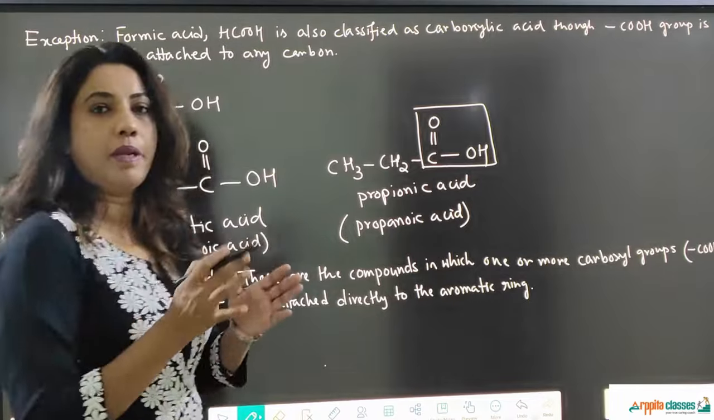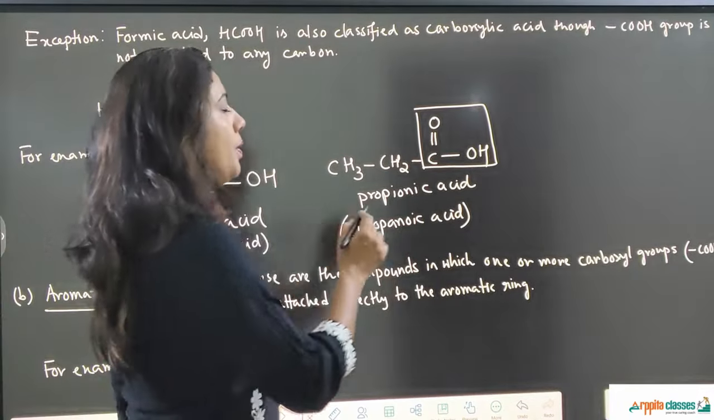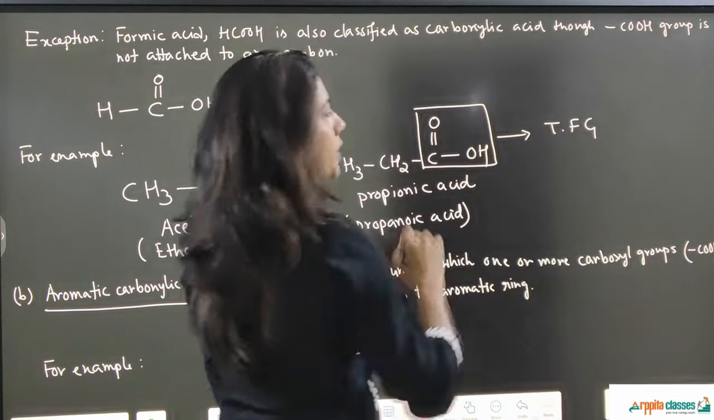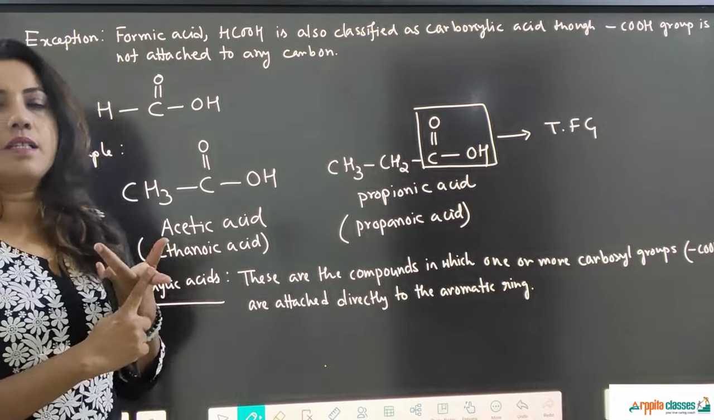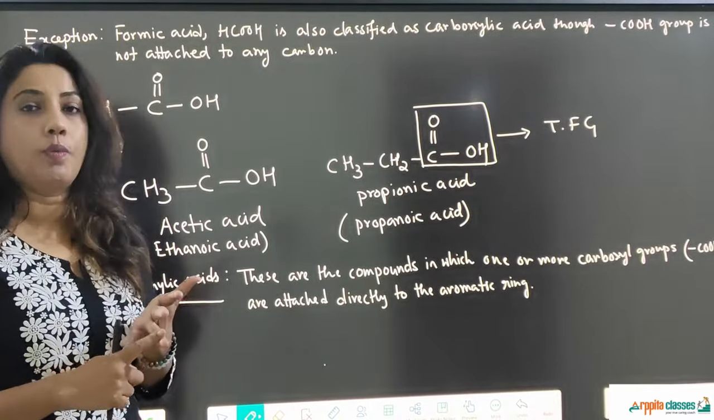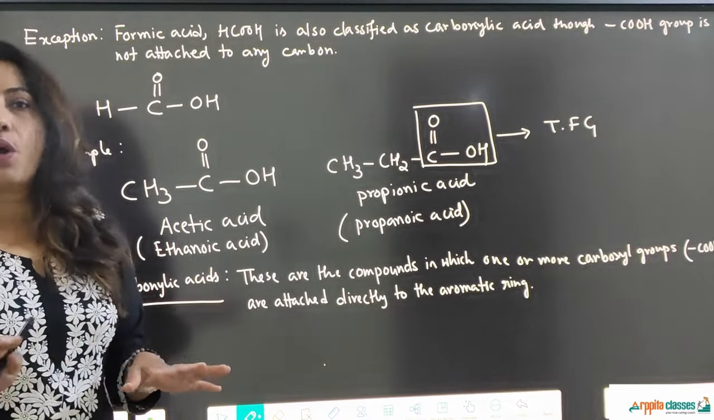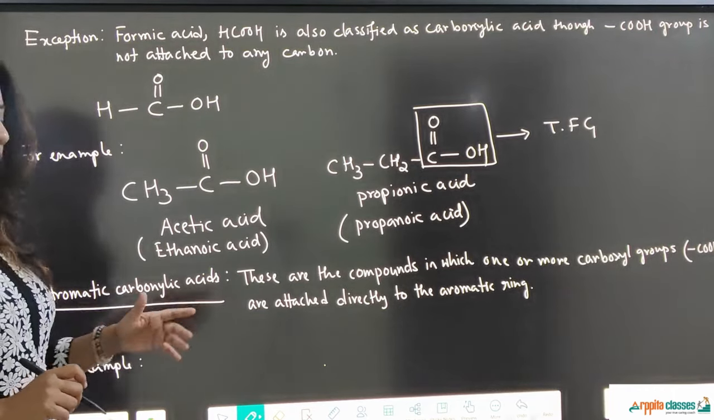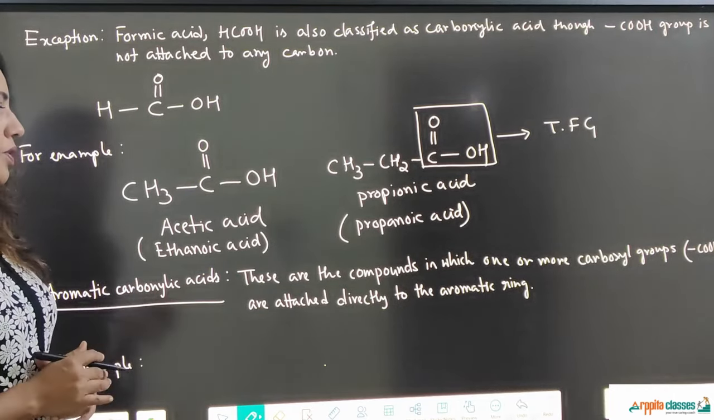It cannot be in between. Okay. It is always a terminal group, and that is why COOH is also a terminal functional group. So here we have seen aldehyde is a terminal functional group and COOH is a terminal functional group, but the CO group, that is the ketonic functional group, is a non-terminal functional group. Okay. Another classification of carboxylic acid is aromatic carboxylic acid.